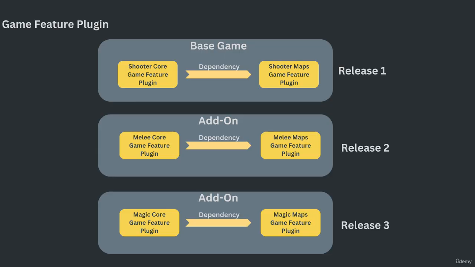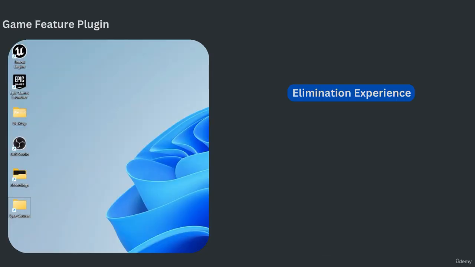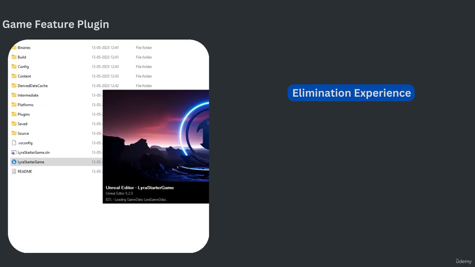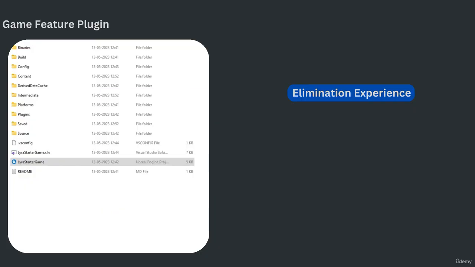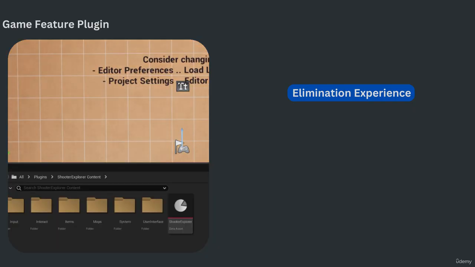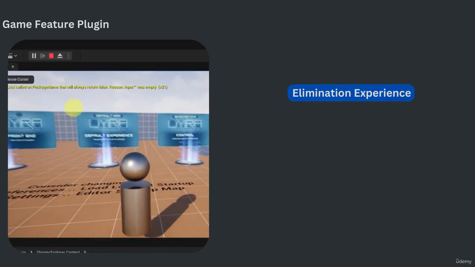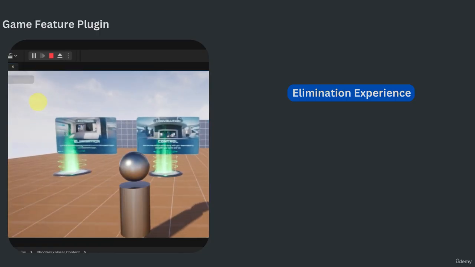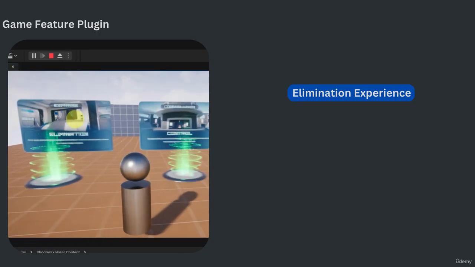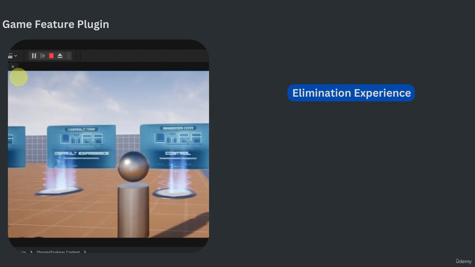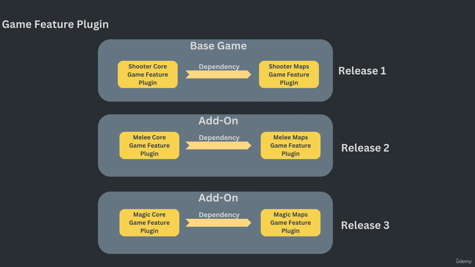The Lyra sample project can be used as a base template to develop any character-based combat games with multiplayer support. The project content folder has some common files which we can use in the plugins we build. The sample project comes with the Shooter Core game feature plugin as an example, with a lot of necessary reusable features for shooter game development. The project also has a Shooter Maps plugin to demonstrate the features in the Shooter Core plugin. The Shooter Core plugin is added as a dependency to the Shooter Maps plugin.